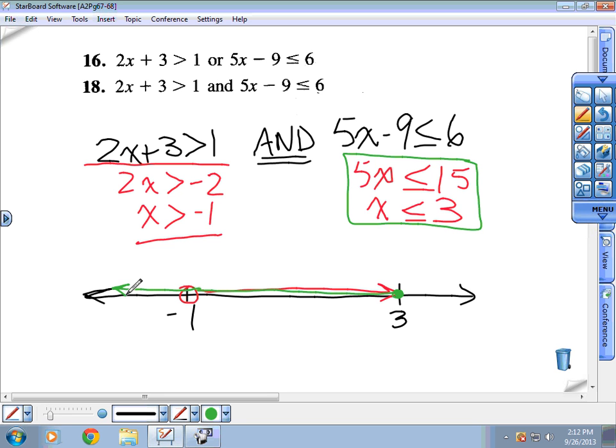And now what I'm looking for, because I have an and, I have to have both green and red in the picture. So 3 is included, because remember this red line goes on forever. Okay, so 3 is included here. But since 3 is included, I don't have any green over here beyond 3, to the right of 3. I just have my red and green in between the two. So really, this is the only thing that is the graph of that conjunction.